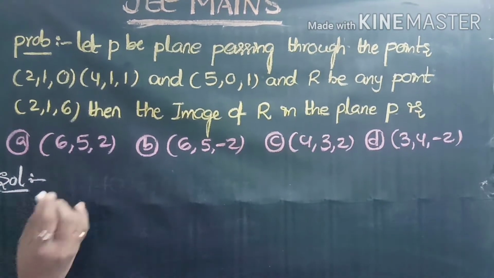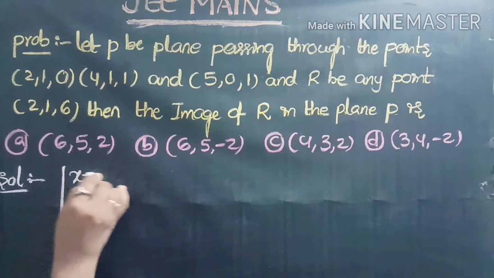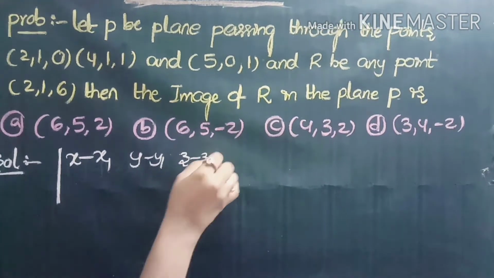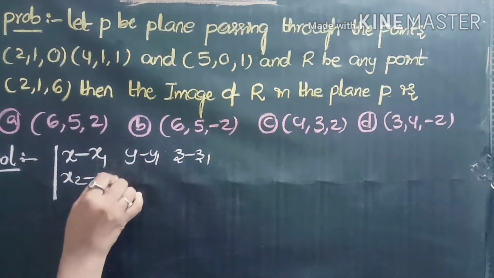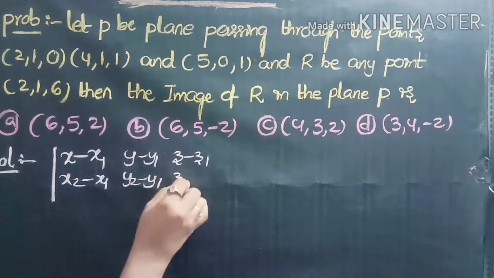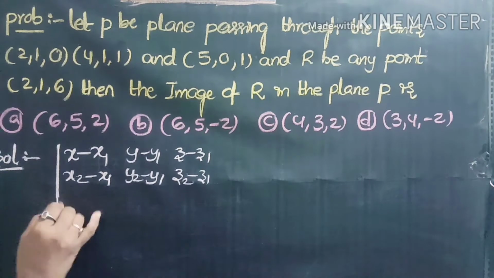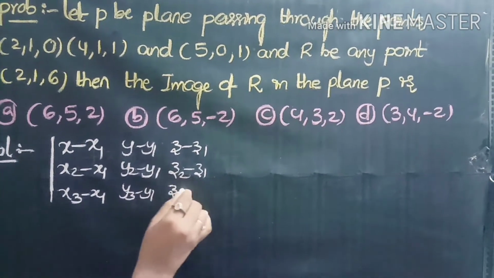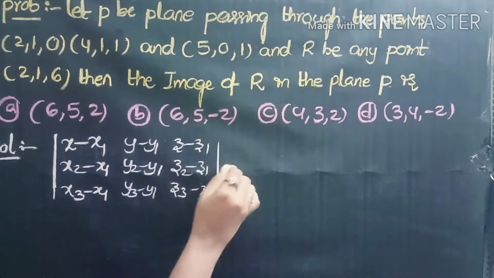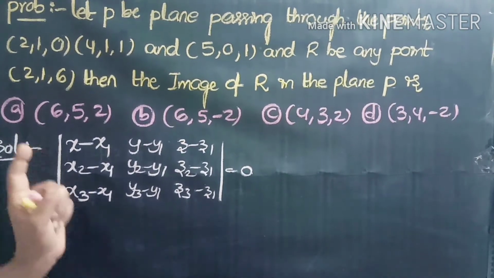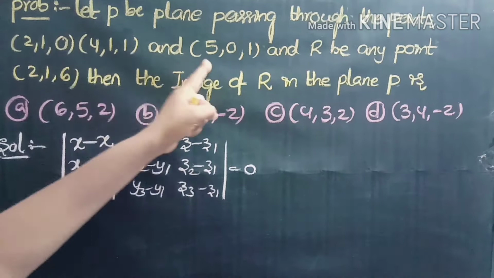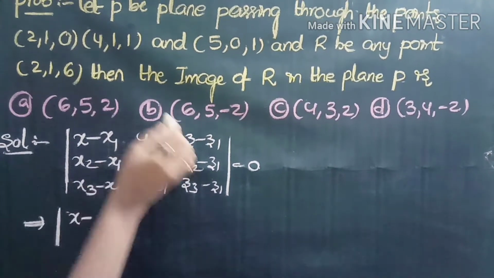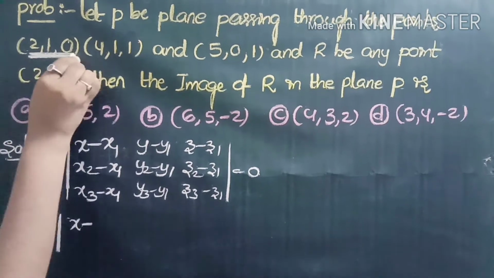So first we are finding the plane equation by using the determinant formula: x minus x1, y minus y1, z minus z1; x2 minus x1, y2 minus y1, z2 minus z1; x3 minus x1, y3 minus y1, z3 minus z1, is equal to 0. Now this is the equation of the plane passing through the points (x1, y1, z1), (x2, y2, z2) and (x3, y3, z3). Now we are substituting the values here. What is x1, y1, z1? (2, 1, 0). This is x1, y1, z1.